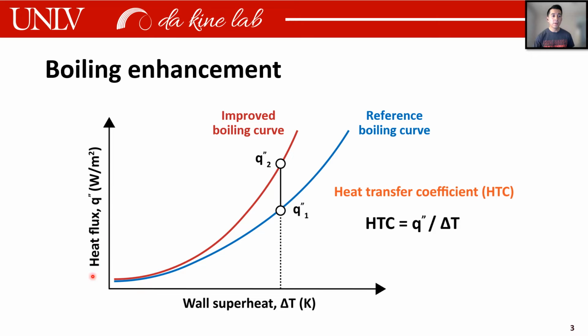Looking at a plot having the heat flux as a function of the wall superheat and having a reference boiling curve, typically the boiling curve of water, we know we have enhancement or we have improved the boiling curve when this is shifted to the left or upwards, meaning that at the same wall superheat we have a higher heat flux. So there are many ways to improve boiling. One way to improve boiling is by adding surfactants in boiling water.